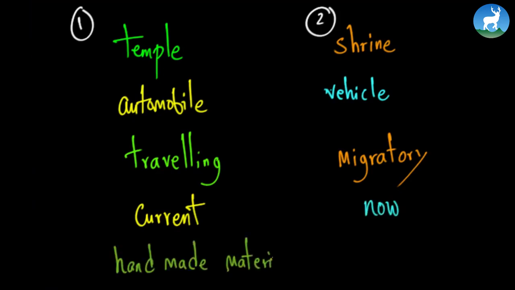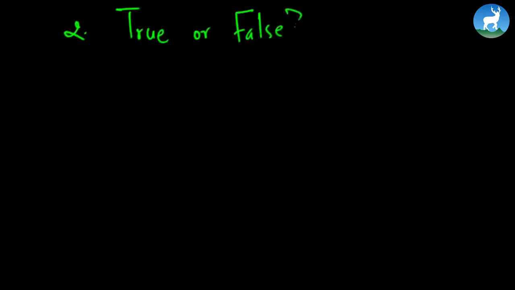Moving onwards, we've got another word, let's say the phrase which is handmade materials. And the synonymous word to that one is handicraft. Okay, let's go and solve another section of the question, which is in fact called true or false. True or false, that's the question.